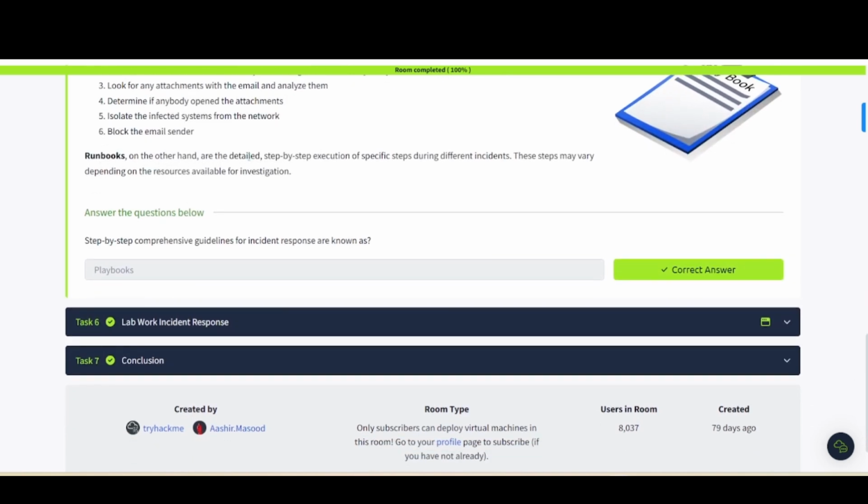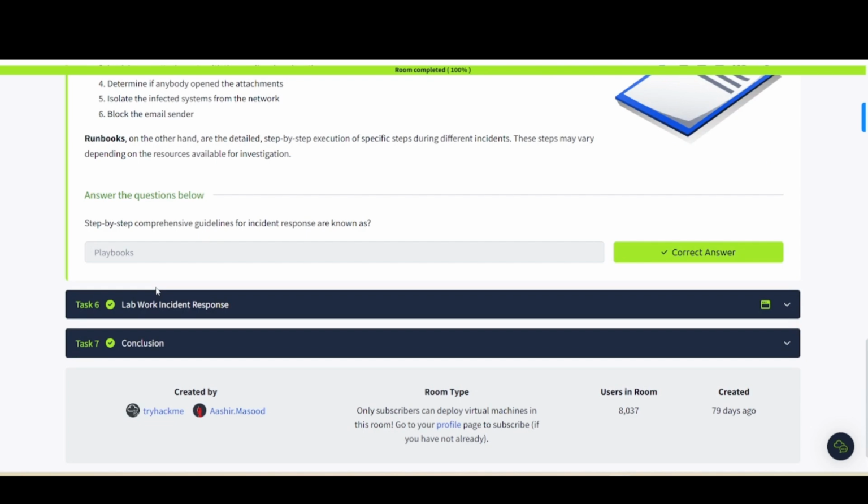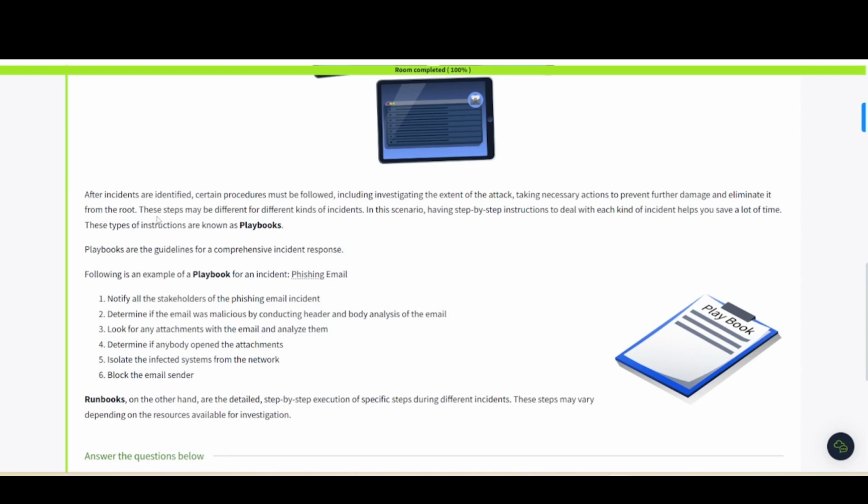Runbooks, on the other hand, are detailed step-by-step execution of specific steps during different incidents. These steps may vary depending on the resources available for the investigation. Now, runbooks, I've seen some, there's a solution out there called SOAR. It basically allows you to create playbooks inside of it, and inside these playbooks you have runbooks that can automatically launch different kinds of searches or actions to help you out in your investigation process and speed things up. It says step-by-step comprehensive guidelines for incident response is known as what? Playbooks, as we just read about here.